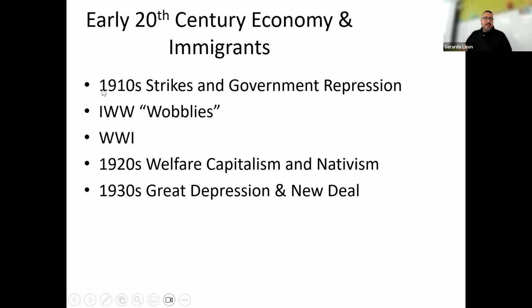And that is, in the 1910s, there was a lot of union organizing, and the government was doing a lot of repression. The government would send in the National Guard to attack union organizers and protesters. The United States and police authorities would always side with employers. One of the biggest labor organizers in the 1910s was the IWW, the International Workers of the World, and people would refer to them as the Wobblies.